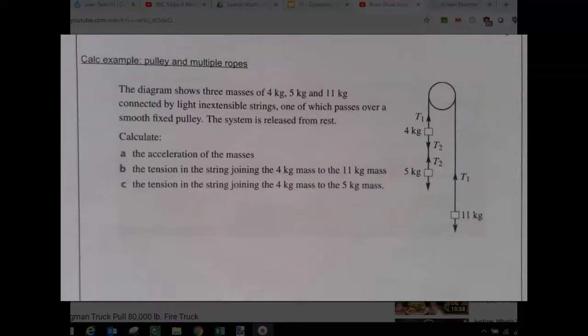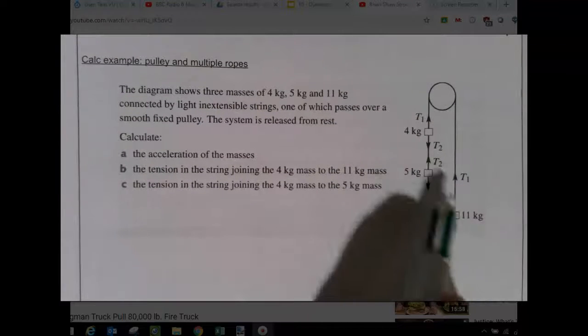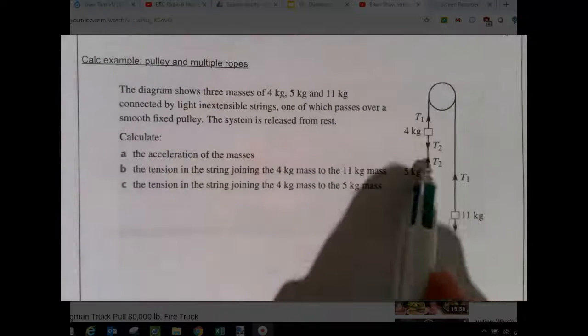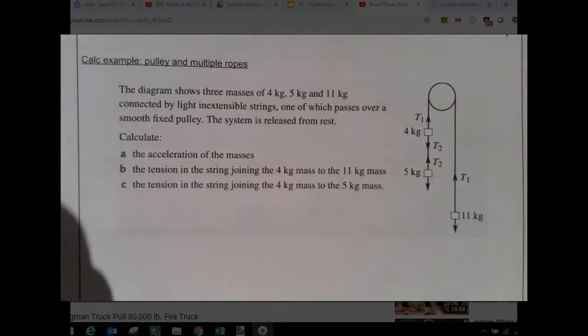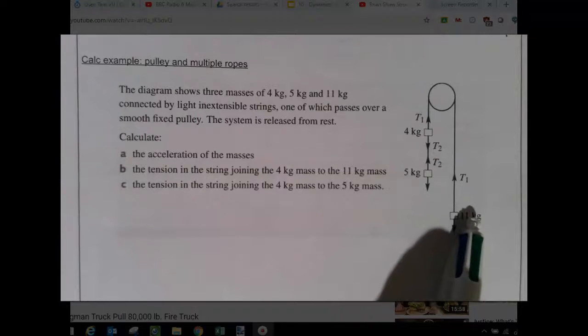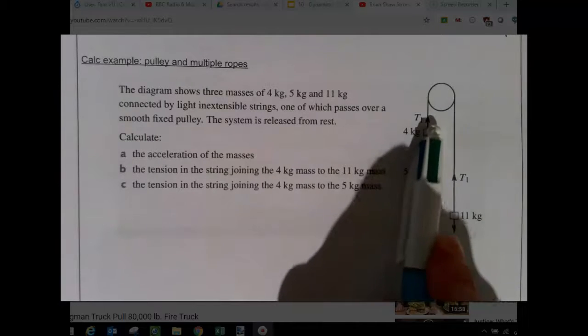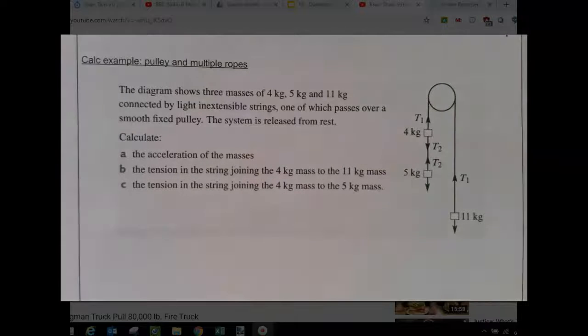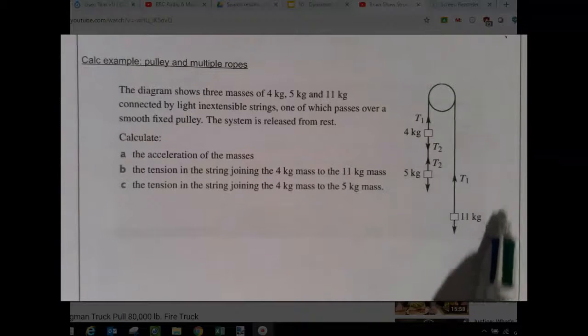Got a second example here. We've got a pulley. We've got three masses. We've got 1, we've got 2, we've got 3. And the whole thing's going to accelerate. And if we think about it for a second, we figure out that because the mass is bigger on this side compared to a total of 9 kilograms on the left, it's going to accelerate towards the right.